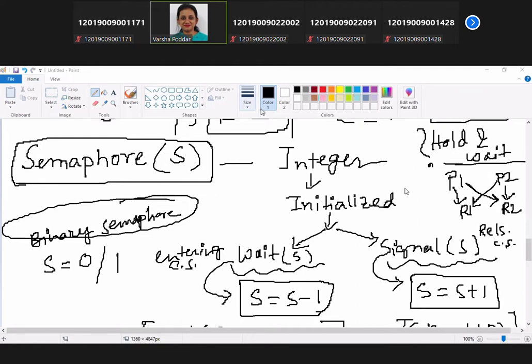Okay. So two things we can do using semaphore. One is waiting, that is, when I'm entering into the critical section, others will wait. They will get the value of semaphore as 0 and they will wait. And if they are getting the value of semaphore as 1, then they can enter into the critical section.